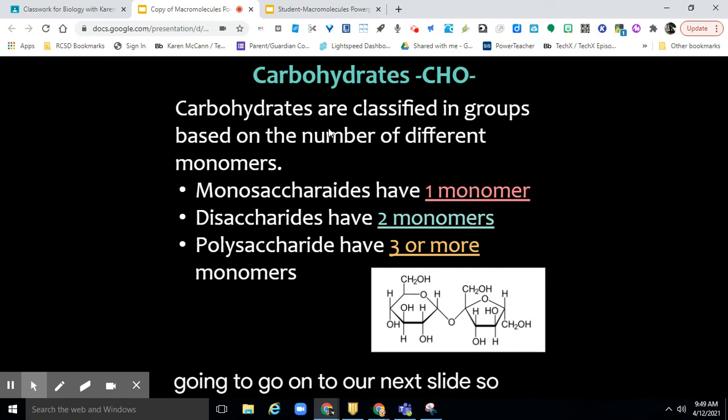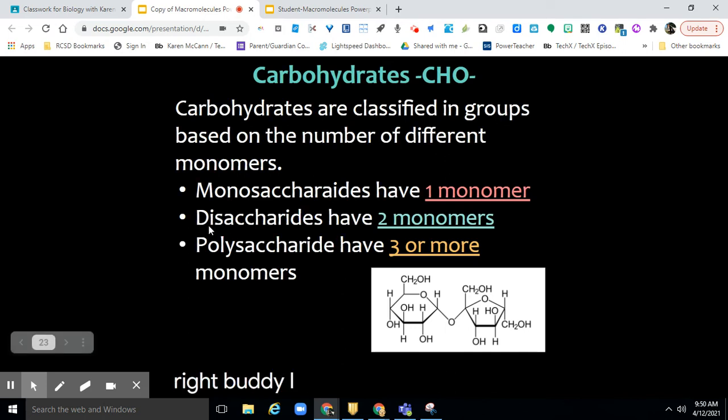So carbohydrates are classified in groups based on the number of different monomers. So we have monosaccharides, which have one monomer, disaccharides, which have two monomers, and polysaccharides, which have three or more monomers. All right, the di in disaccharide actually means two.